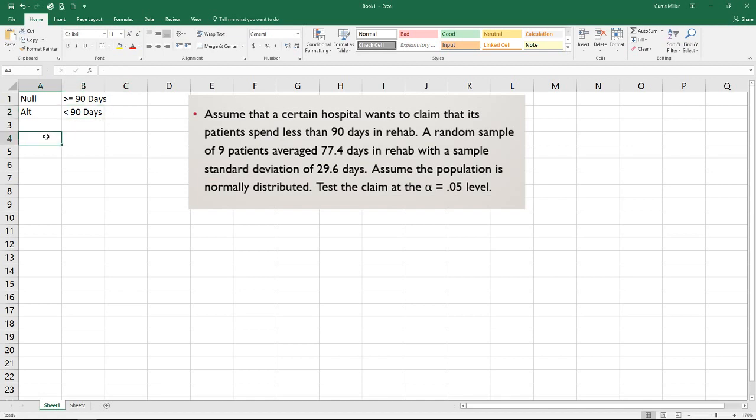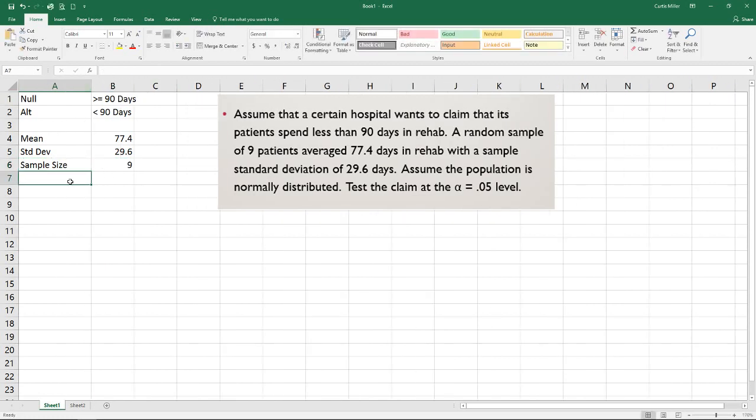Next, we'll just make a list of the data that we were given. So we have our mean, which was 77.4. We have our standard deviation, which was 29.6. We have our sample size, which is 9. Just going to widen this out here a little bit. And finally, we have our alpha value, which is 0.05.